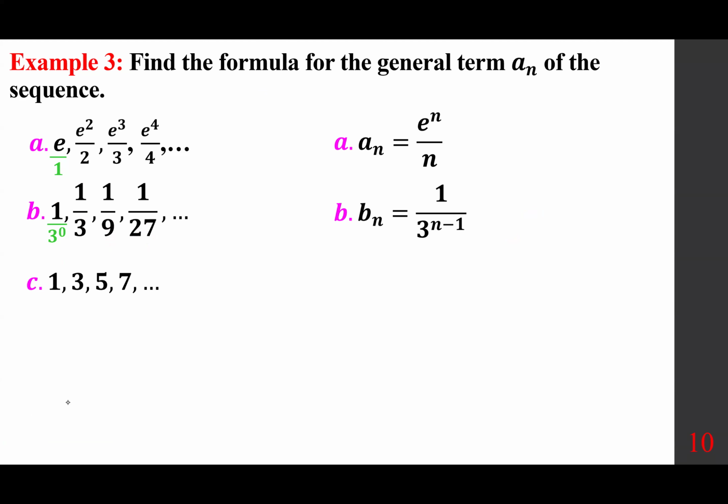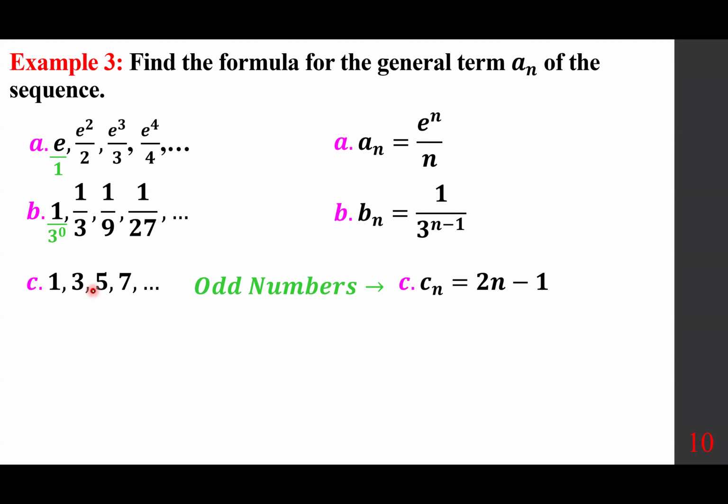This one is just a bunch of what? Odd numbers, everybody. Notice they're odd numbers. So C sub n is 2n minus 1. Okay. Odd numbers. Remember, if it were even, it would be 2n normally. Like 2, 4, 6, 8. So this is 2n minus 1. And you check. If I plug in 1, I get 1. If I plug in 2, I get 4 minus 1, 3. If I plug in 3, I get 6 minus 1, 5.